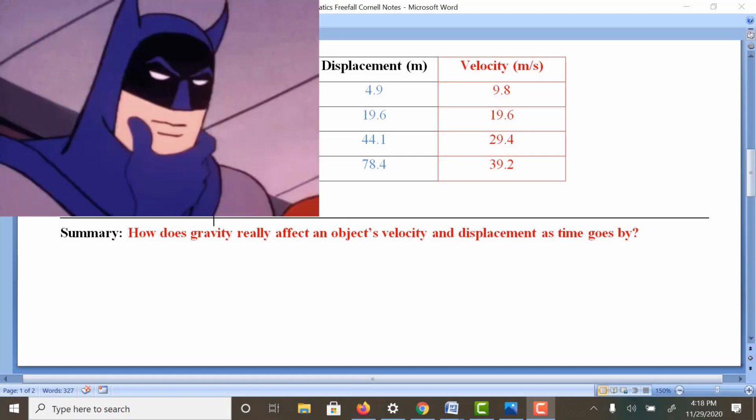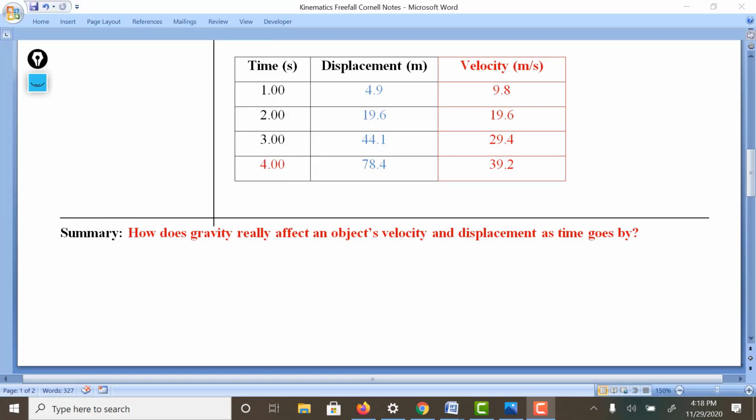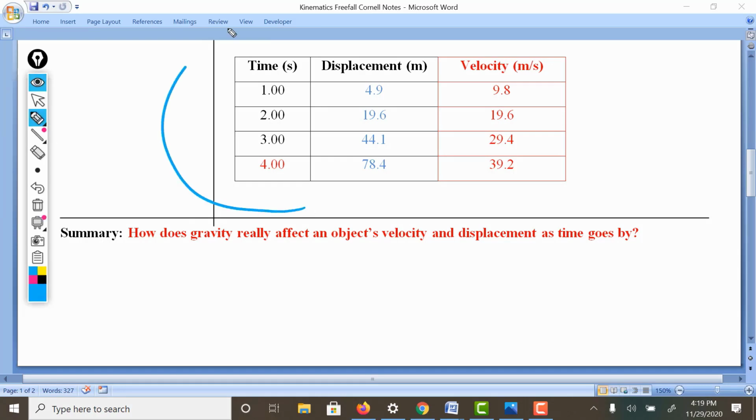Take a second to reflect and to summarize. How does gravity really affect an object's velocity and displacement as time goes by? In other words, take what you've learned from the graph and from this data table and try to explain it conceptually with words. Explain how the velocity climbs up, how the displacement climbs up, how they compare to each other, what happens as more time goes by. That's all there is to it.